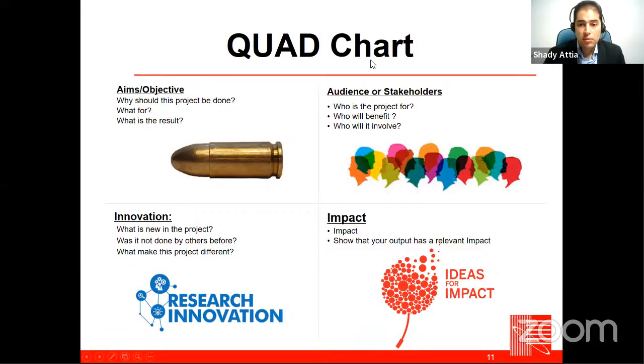And also it is important to take it into consideration while you are looking at the innovation aspect of your work and the impact of your work. And I advise, when you are brainstorming an idea at the beginning and you are not very sure, you can do this quad chart and discuss it with peers to make sure that your idea can have a relevance and can make a difference and have an added value. So this is to start with.